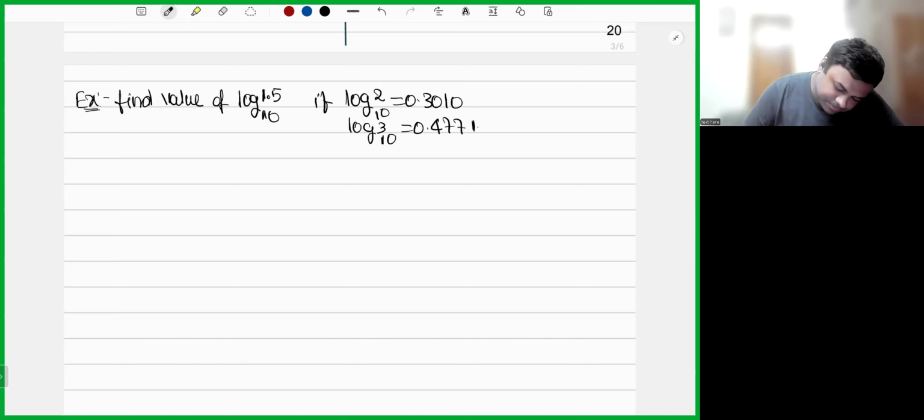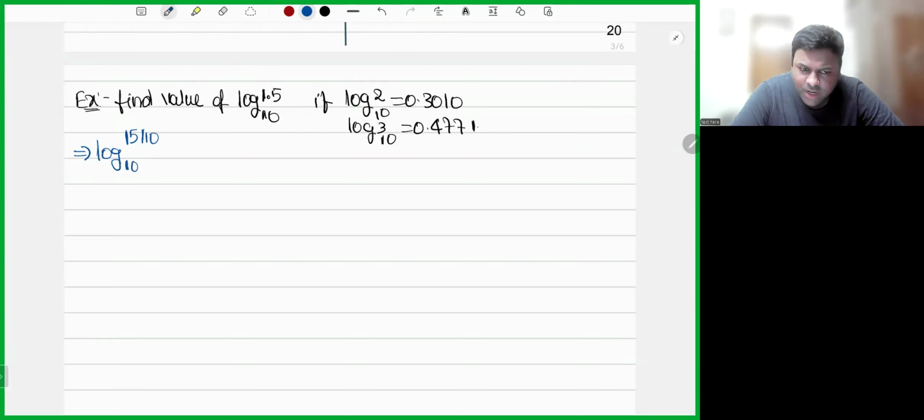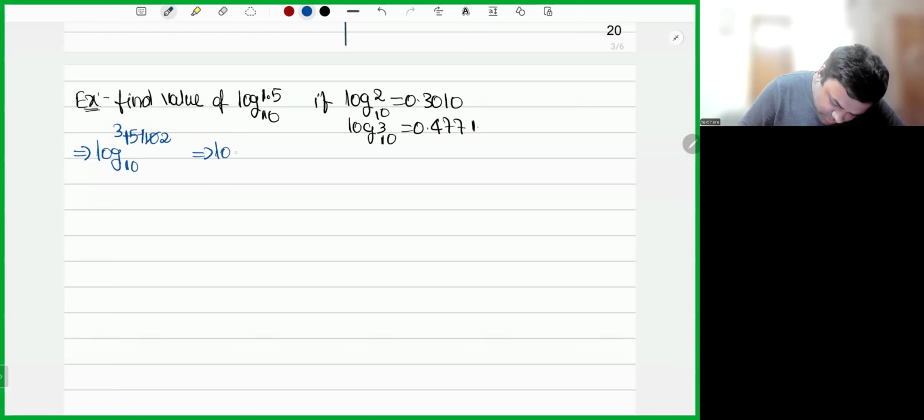Simple, sir. See here. Log 1.5 to the base 10. Can I write it like this? Log 15 by 10 to the base 10. What is 1.5? 15 by 10. 5 3 is 15. 5 2 is 10. So log 3 by 2 to the base 10.